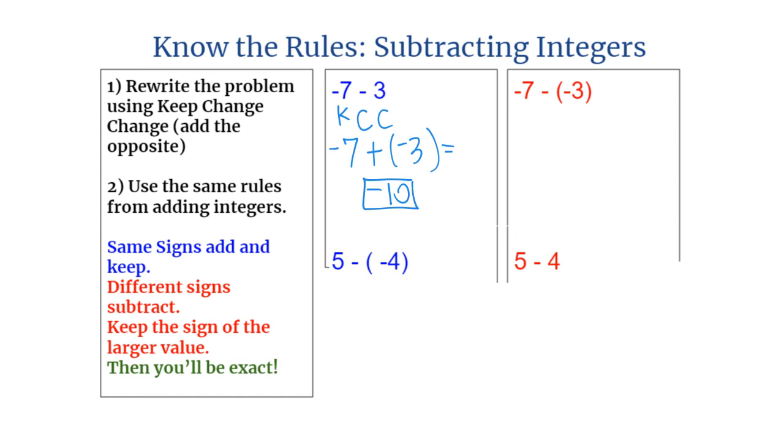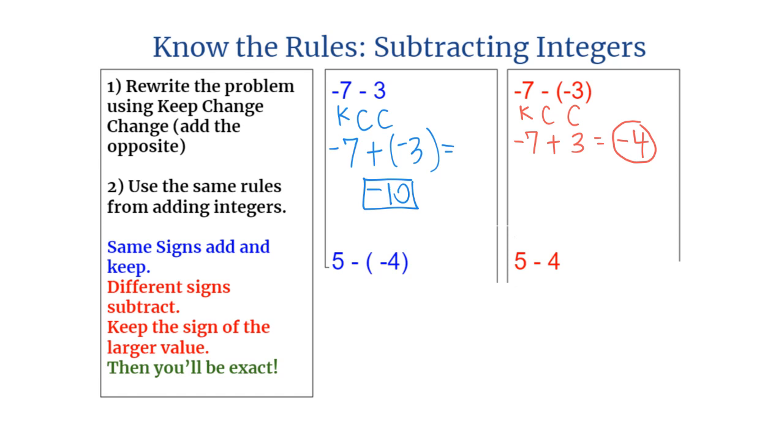The next one up here, I have -7 minus -3. Again, I'm going to show add the opposite or keep, change, change. So I'm going to keep -7, change subtraction to addition, and change -3 to a +3. Now I have an addition problem with integers, so I'm using my same rules I learned yesterday. Different signs mean subtract, so 7 minus 3 is 4, and then the larger value is -7, so my answer will also be a negative. So -4 is my answer for that one.